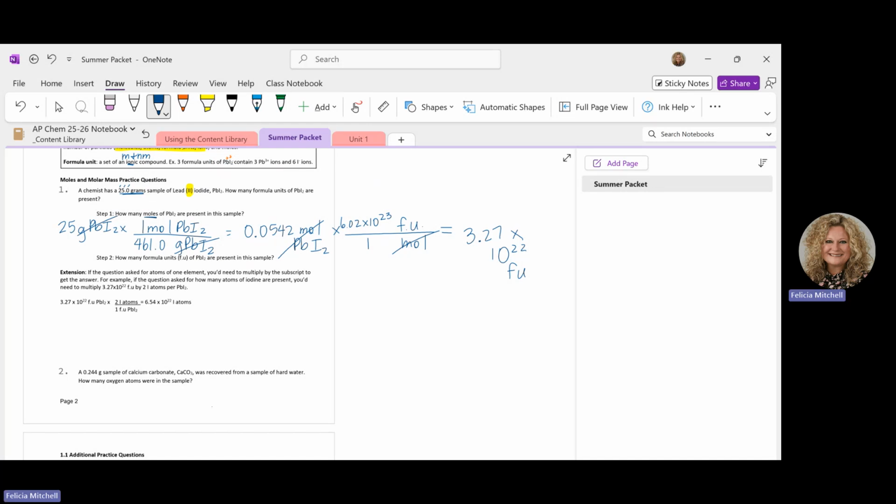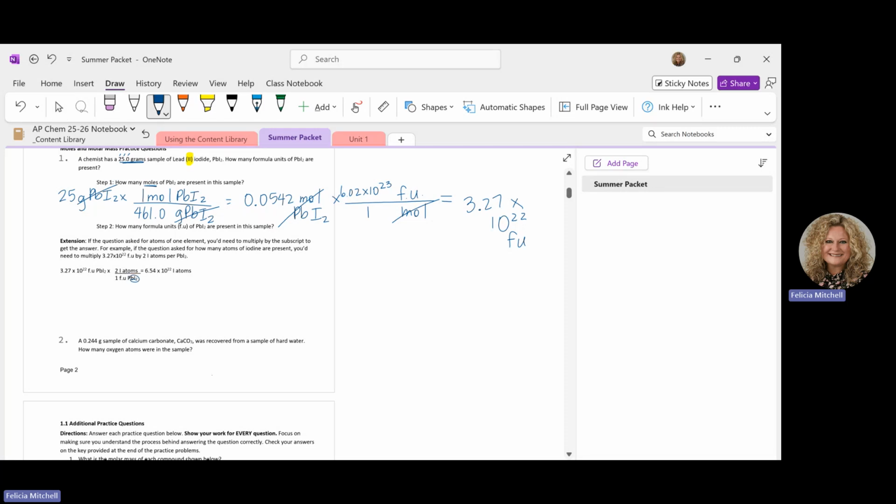So they're showing you here that in one of this whole formula, there are 2 I's because you're looking at the PbI2. So you actually would have double that amount, or 6.54 times 10 to the 22, for your number of iodine atoms. Now, you would have only 3.27 times 10 to the 22 lead atoms because there's a 1-to-1 ratio for the lead with the entire formula.